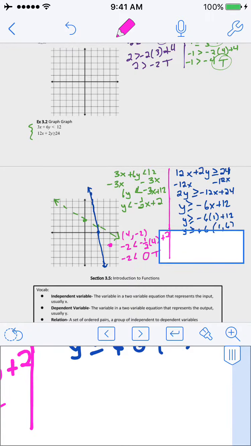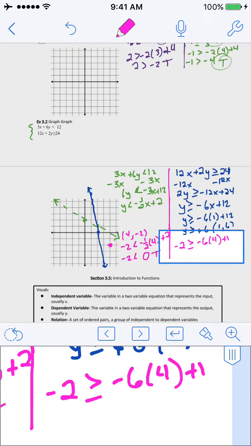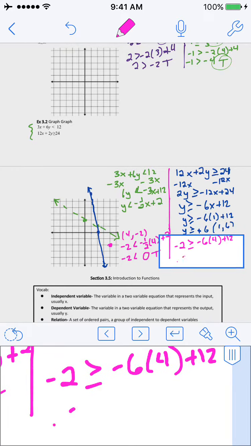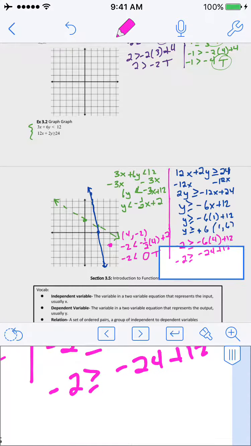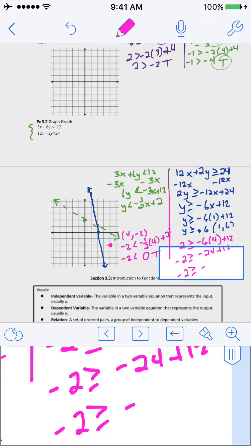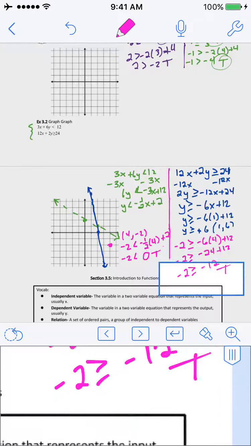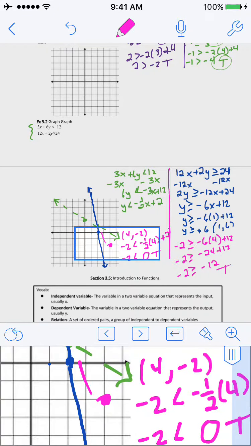4, negative 2, so negative 2 is greater than or equal to negative 6 times 4 plus 12. Well, negative 6 times 4 is negative 24. Negative 24 plus 12, that's negative 12. Is negative 2 greater than or equal to negative 12? Well, it's definitely not equal to, but remember that's okay. Negative 2 is greater than negative 12, so that is also a true statement. So I found my true zone.